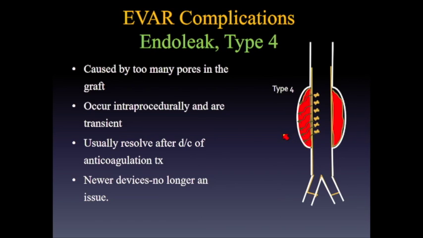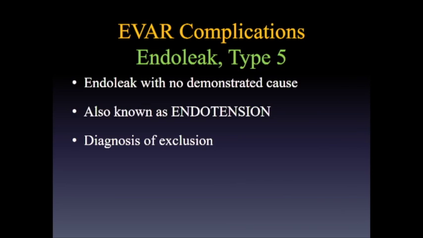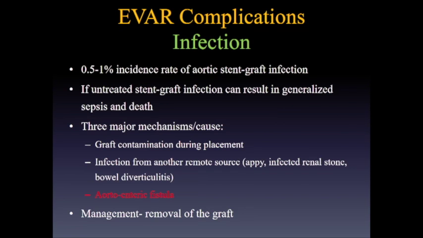Type 4 endoleak is usually caused by too many pores in the graft and occurs intraprocedurally, so we don't usually see this with ultrasound. And endoleak type 5 is due to endotension. Again, no identifiable cause is seen, and it's a diagnosis of exclusion.